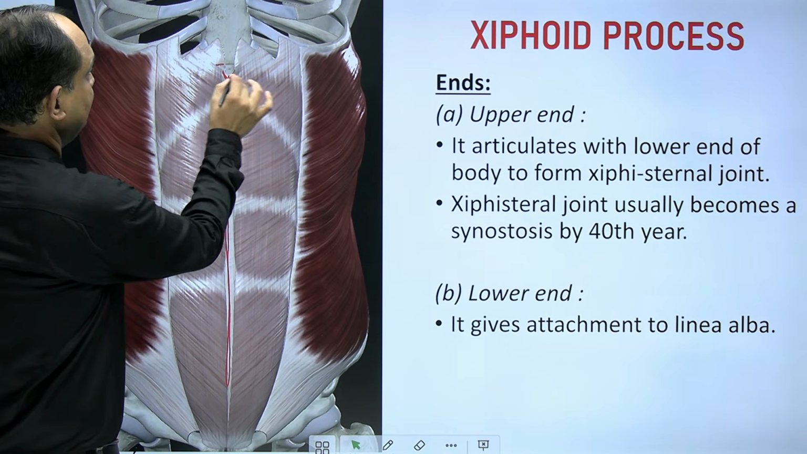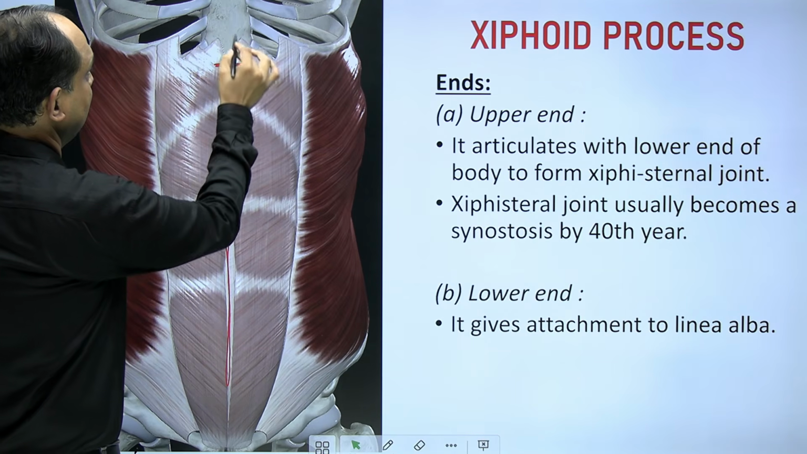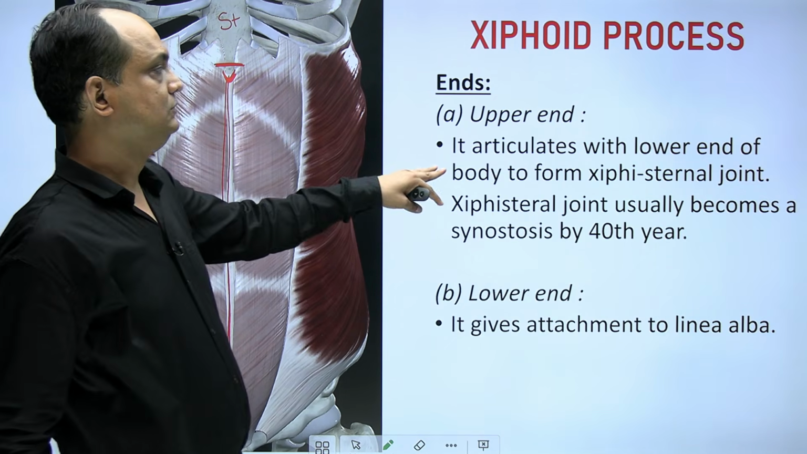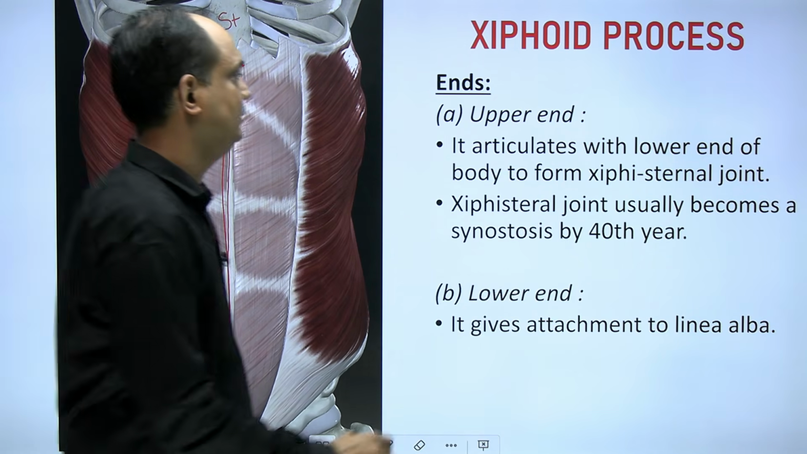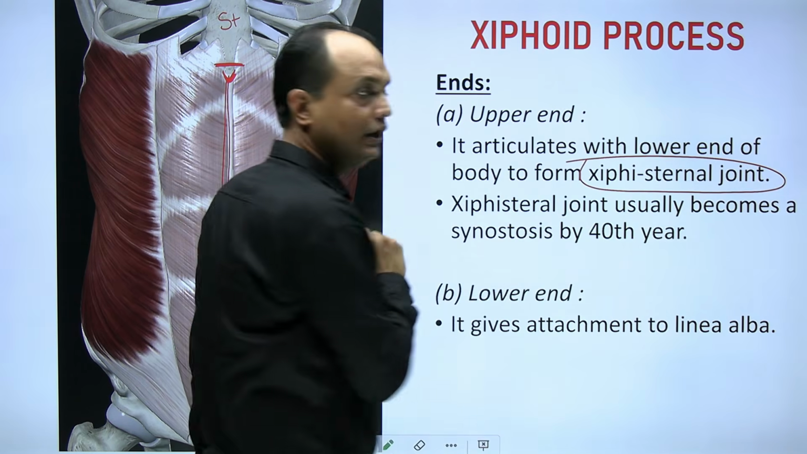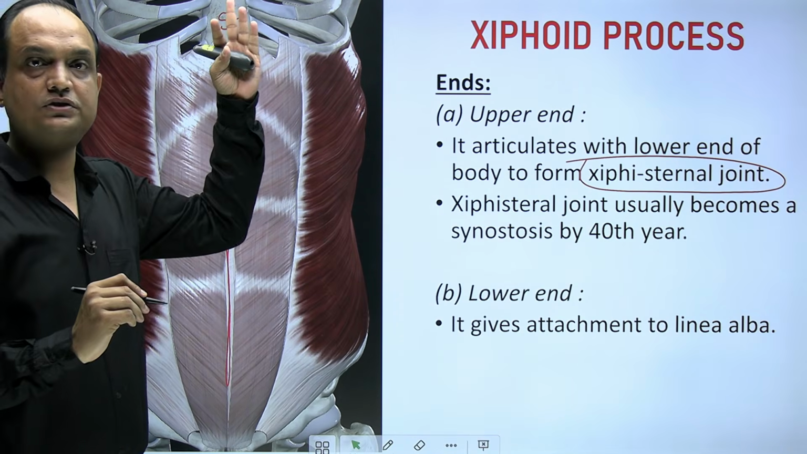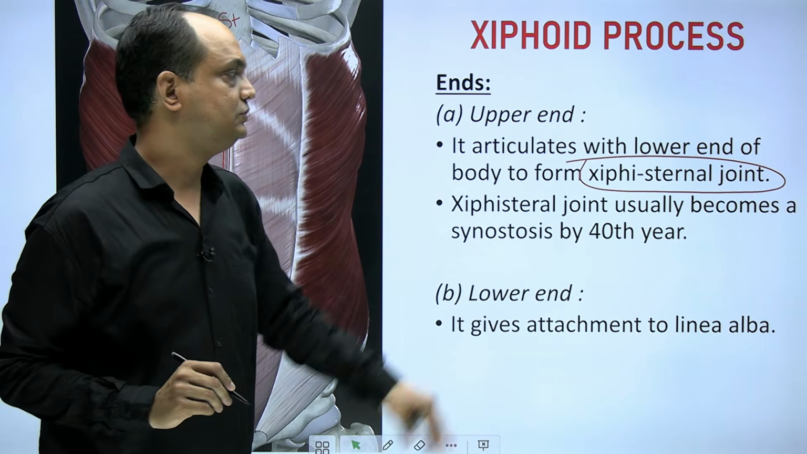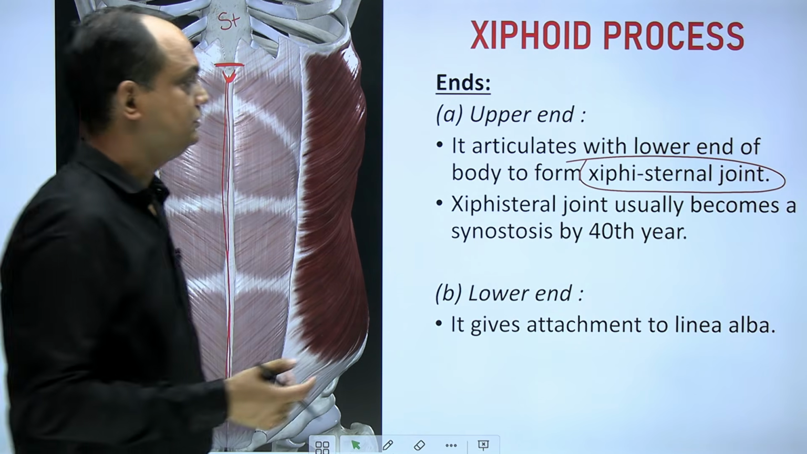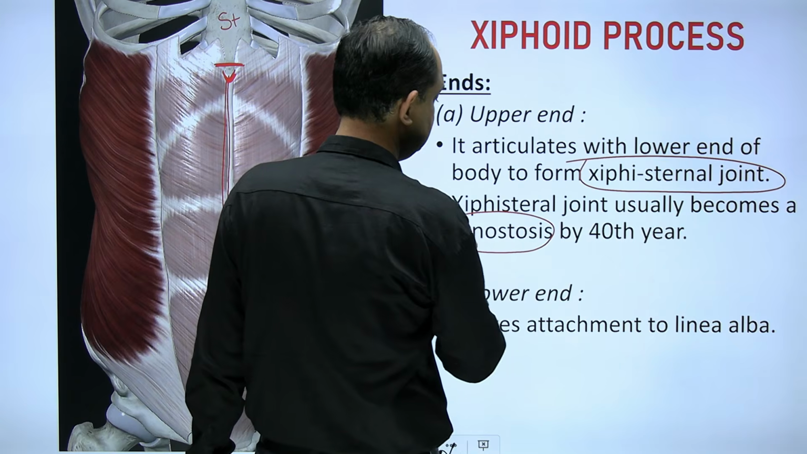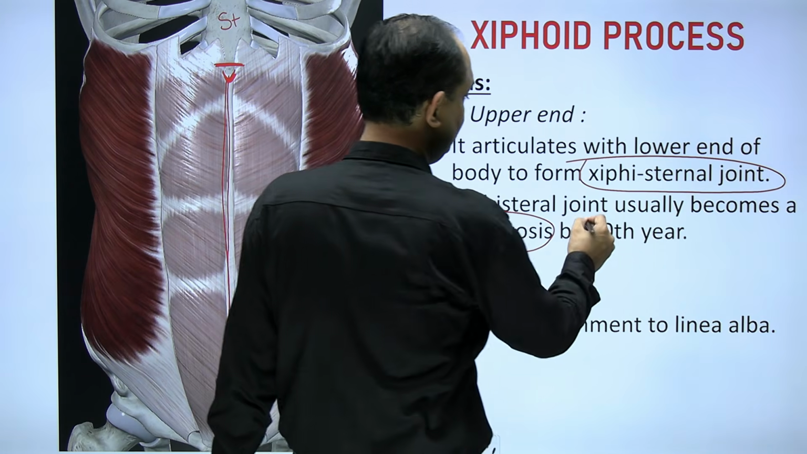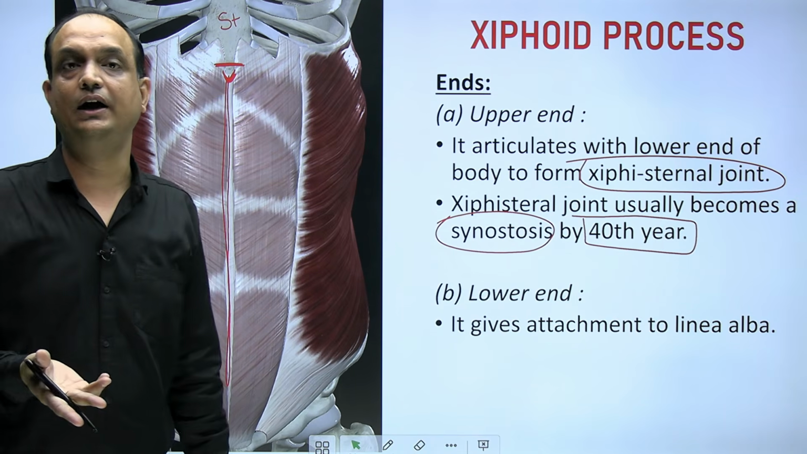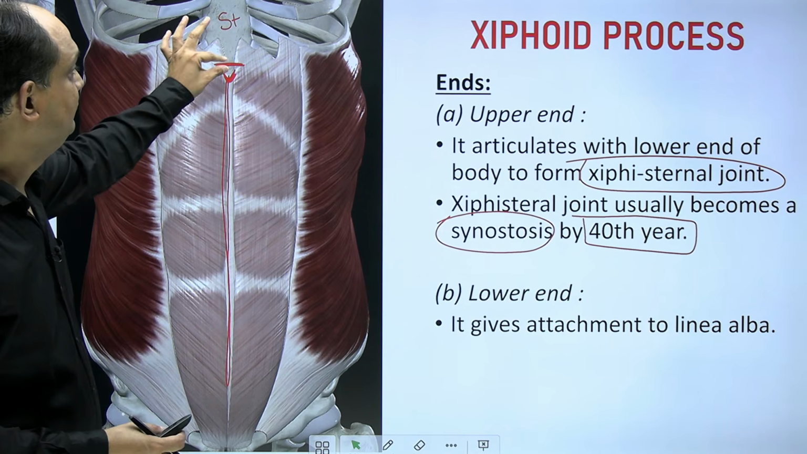Now what about the upper end of the xiphoid process? The upper end of the xiphoid process makes a joint with the body of the sternum, and this is known as the xiphisternal joint. What is that? Xiphisternal joint. So the upper end joint is known as manubriosternal, and the lower end joint is known as xiphisternal. Now this xiphisternal joint usually ossifies. Ossify means synostosis occurs at this joint by the age of 40 years. That means this joint ultimately becomes ossified, and it becomes permanent with the body.